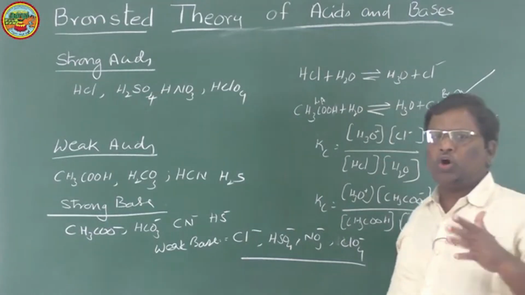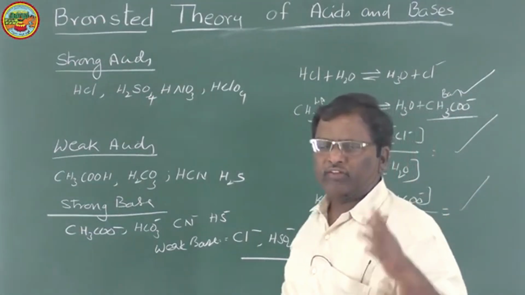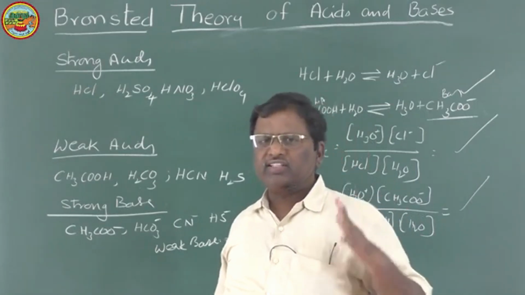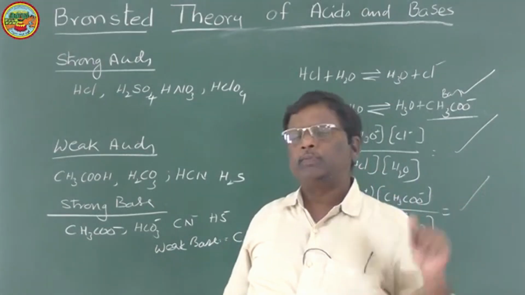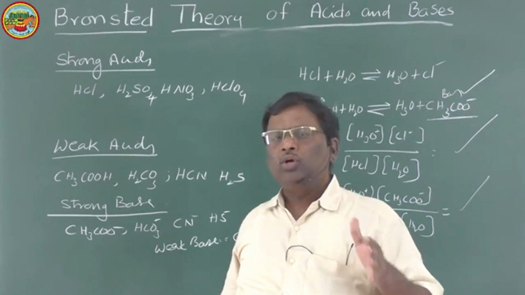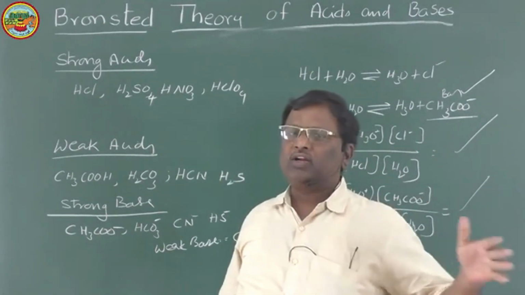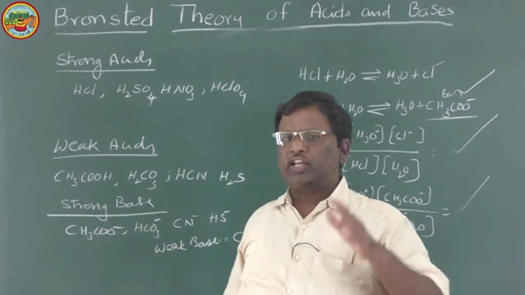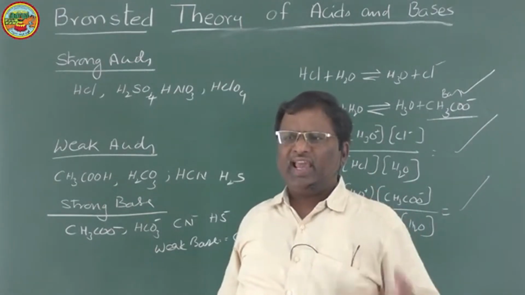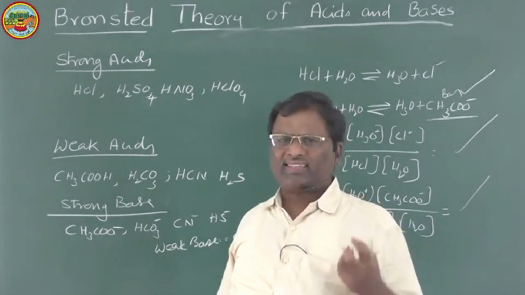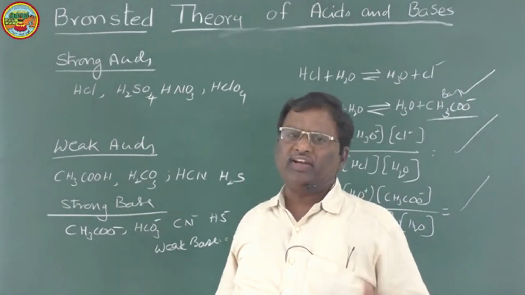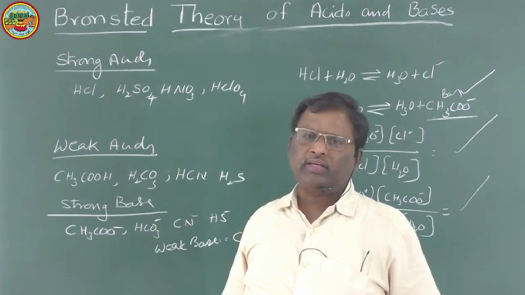So for strong acids, conjugates are weak bases. Weak acids, conjugates are strong. So weak acid gives strong conjugate base. Strong acid gives weak conjugate base. So the conjugate base of a strong acid has less tendency to accept a proton. That's why it is considered as weak base.